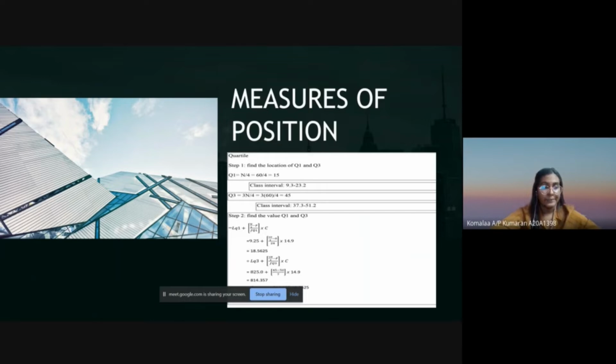The next is measures of position. There are 2 steps, that is find the location of Q1 and Q3. Q1 is 15, the class interval is 9.3 to 23.3. Q3 is 45, the class interval is 37.3 to 51.2. Step 2 is the calculation. Q1 is 18.5625. Q3 is 814.357. So therefore we can calculate the interquartile range, that is 795.795.